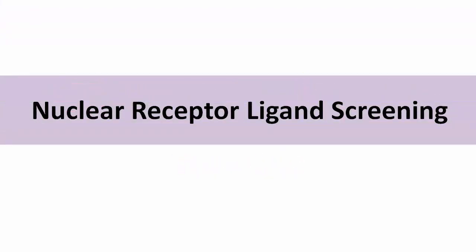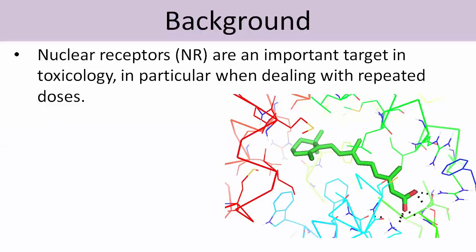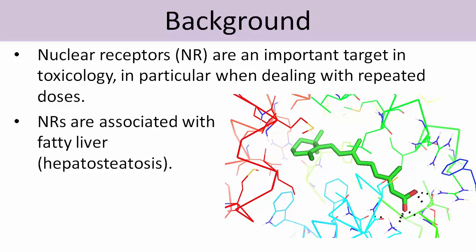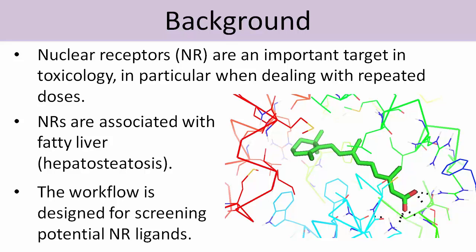Welcome to the Cosmos web tutorial about nuclear receptor ligand screening. Nuclear receptors are an important target in toxicology, in particular when dealing with repeated doses. They are associated with fatty liver. Hence, the workflow is designed for screening potential nuclear receptor ligands.